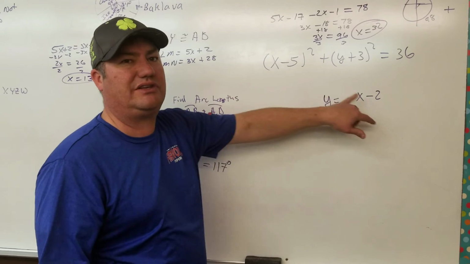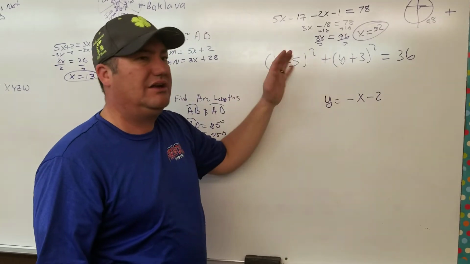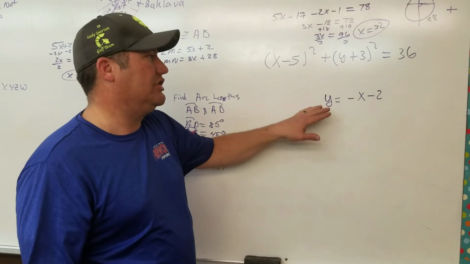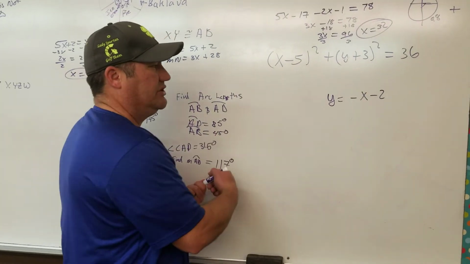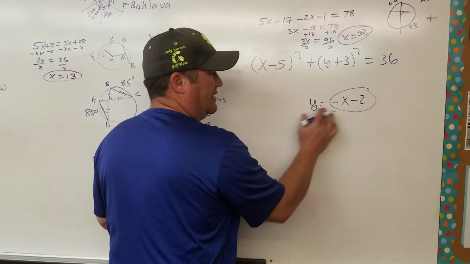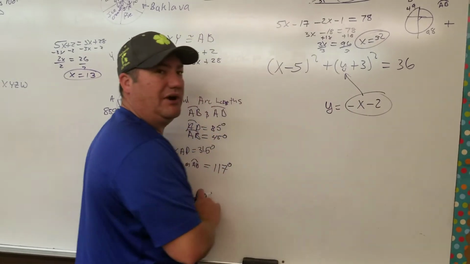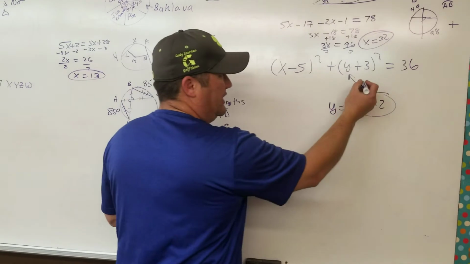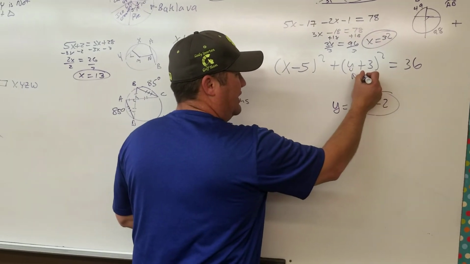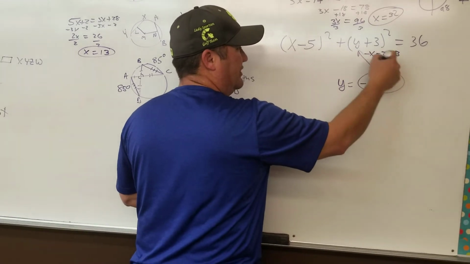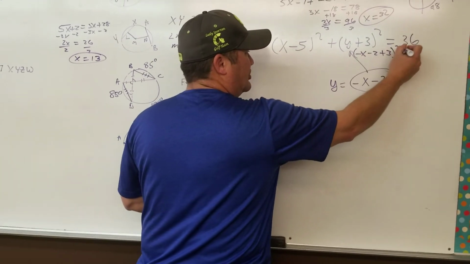Don't try and square this side and square this side, square out. You're going to get completely confused. Don't use elimination. Use substitution. So substitution just says, hey, we're going to take this value of y, negative x minus 2, put it in for that y. Doing that gives me negative x minus 2 plus 3. That plus 3 is still there. And then I'm going to square that.